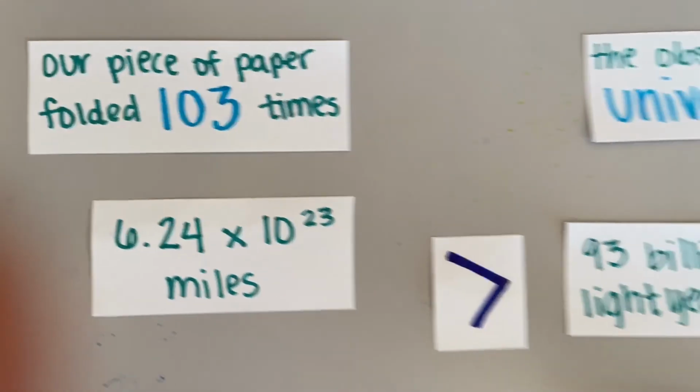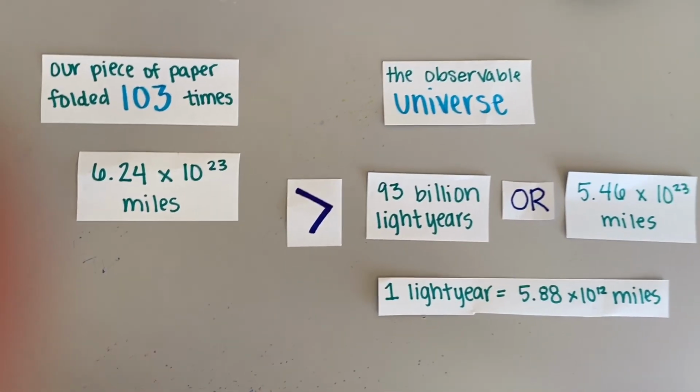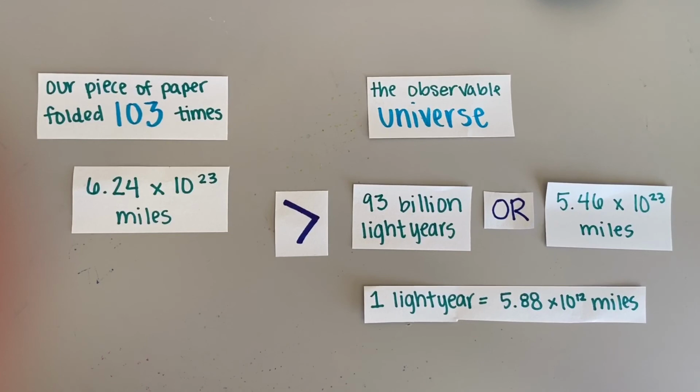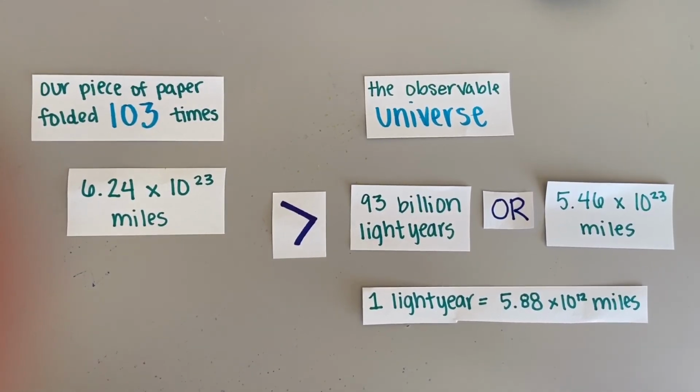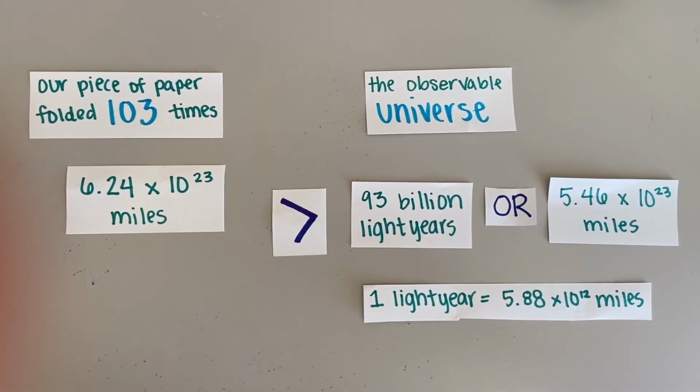So we saw our folded piece of paper, if we did it 103 times, was 6.24 times 10 to the 23rd miles, and our observable universe is 93 billion light years, or 5.46 times 10 to the 23rd miles, which is less than our folded piece of paper.